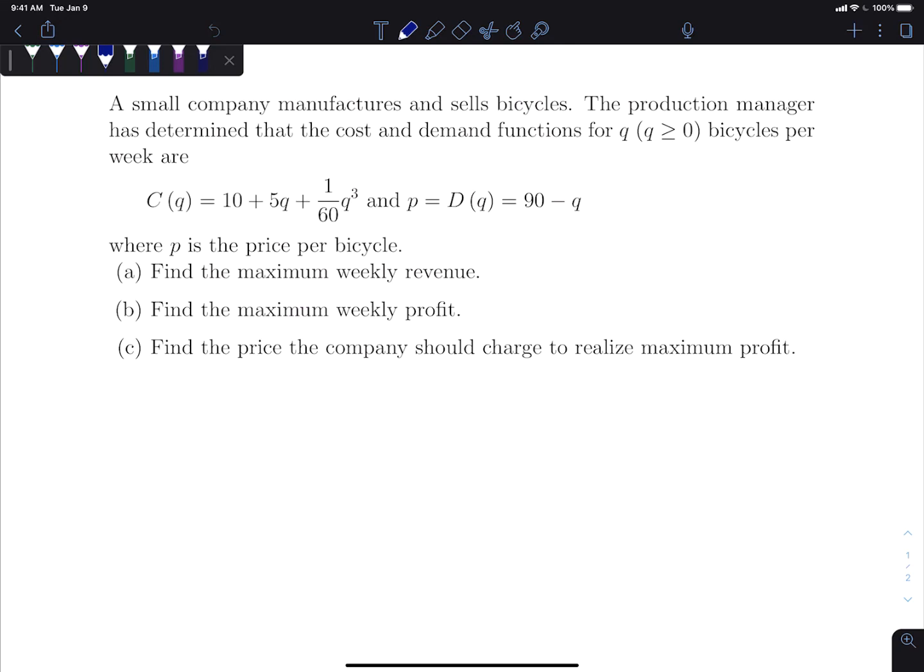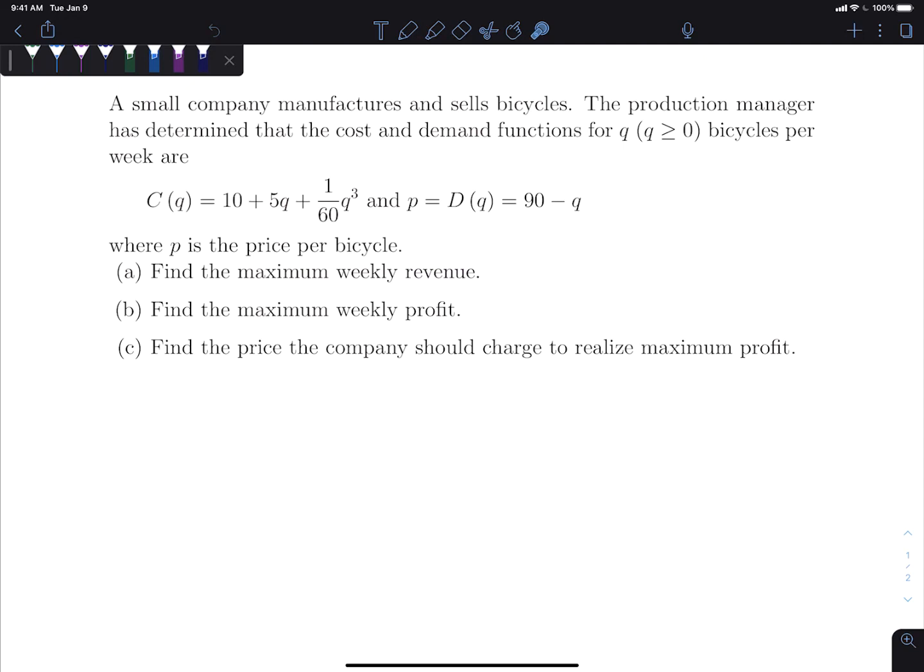Hello. In this video, we want to go ahead and look at an application. A small company manufactures and sells bicycles. The production manager has determined that the cost and demand functions for Q bicycles per week, where Q is greater than or equal to 0, are C of Q equals 10 plus 5Q plus 1/60 Q cubed, and P equals D of Q equals 90 minus Q, where P is the price per bicycle.